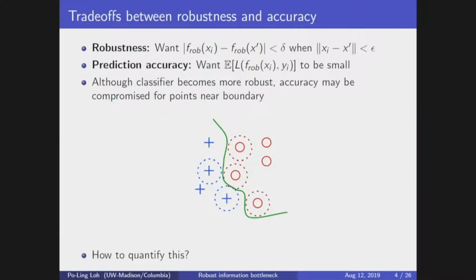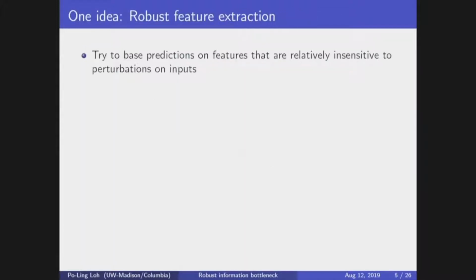Okay. So then I started thinking, how do we quantify this? I spent a lot of time trying to figure out if there were fundamental trade-offs between robustness and accuracy, and I didn't get very far. Okay, so there's something else that I started thinking about instead. The idea is, instead of claiming that there is a fundamental trade-off between robustness and accuracy of any classifier, what if we try to design some classifiers that are inherently more robust? The way we do this is we look at the features that we're using to base our predictions on.